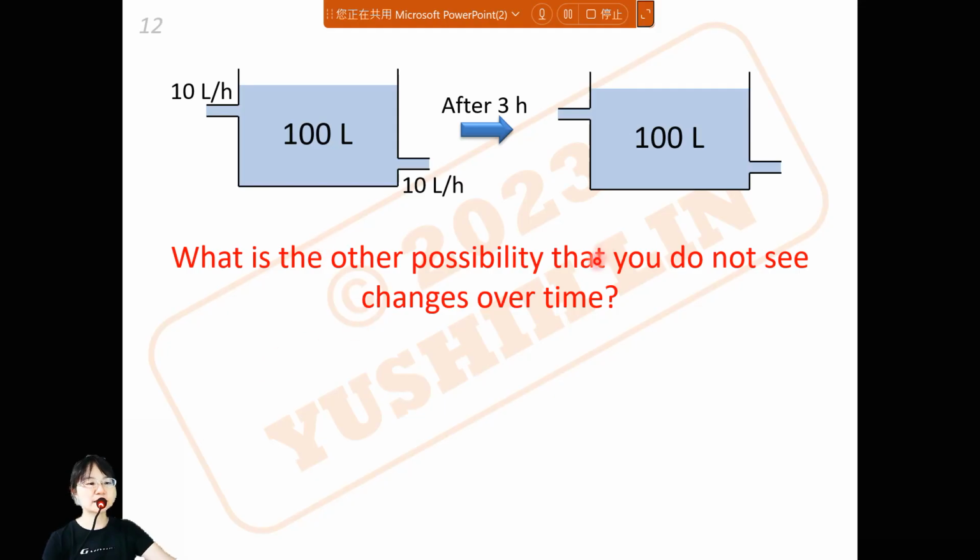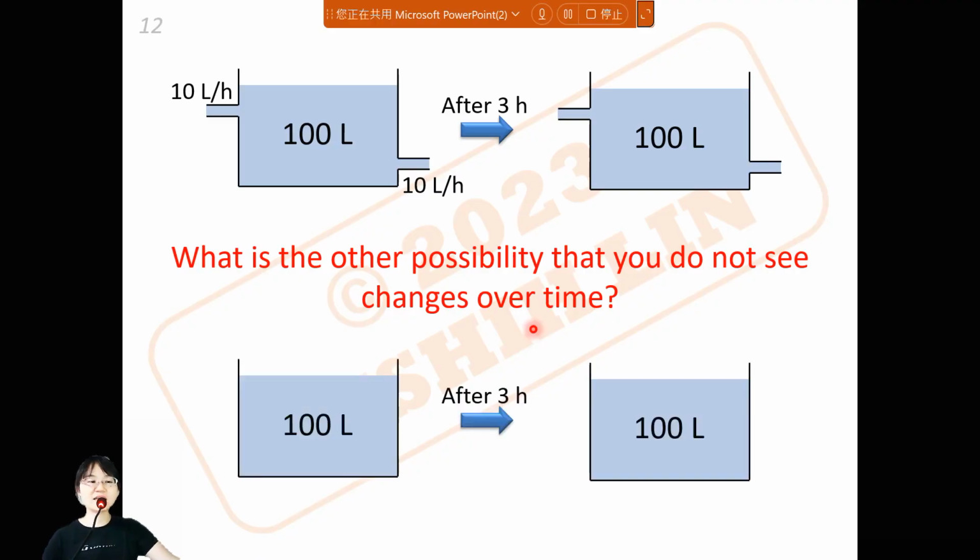What is the other possibility that you do not see changes over time? Like you don't see a change in weight over time. What would be the other possibility? This is the other possibility. Basically, no influx and no outflux. If I am made as a mummy, then my body weight won't change. So if you see the mass or the volume doesn't change, it could be either there are constant influx and outflux, or there is simply no flux. But for natural systems, most of them will be in this case, not this case.